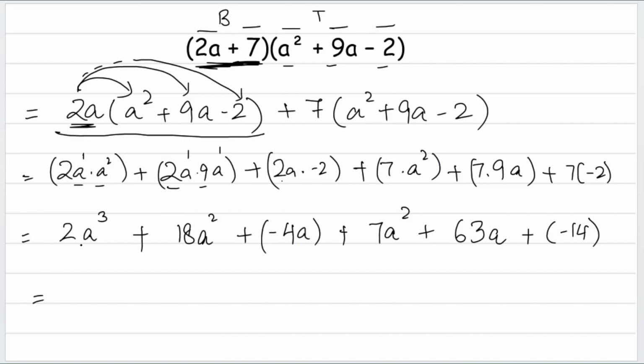So do we have any a cube term? No, we do not have any a cube term. So this will be like this. Do we have any a square terms? Yes, 18a square, 7a square. So let's deal with that. So 18 plus 7 is 25a square. How many terms of a variable? Negative 4a plus 63a. So 63 minus 4, and my answer is 59a.